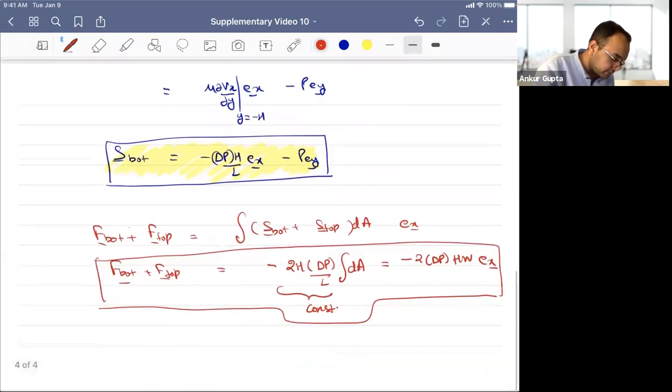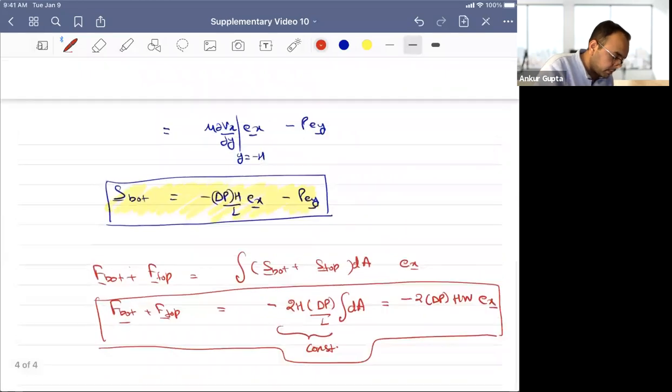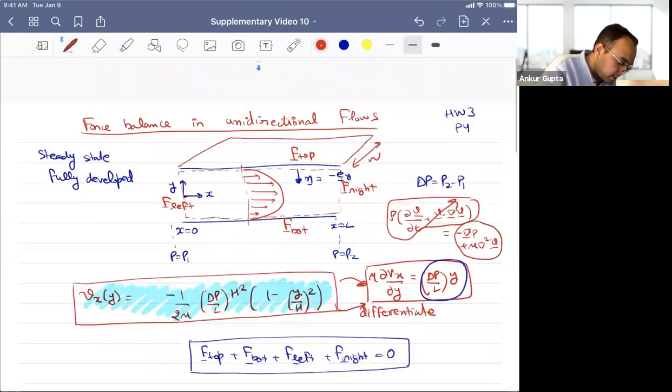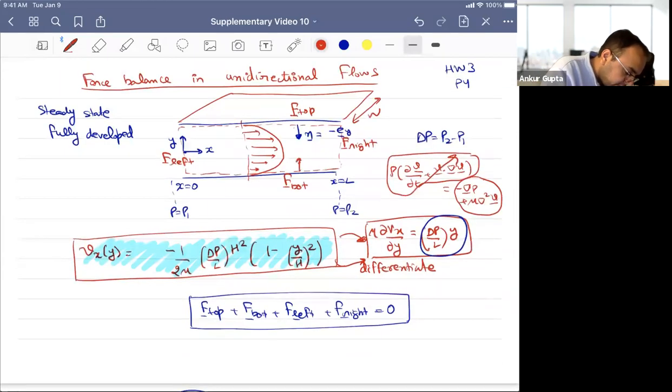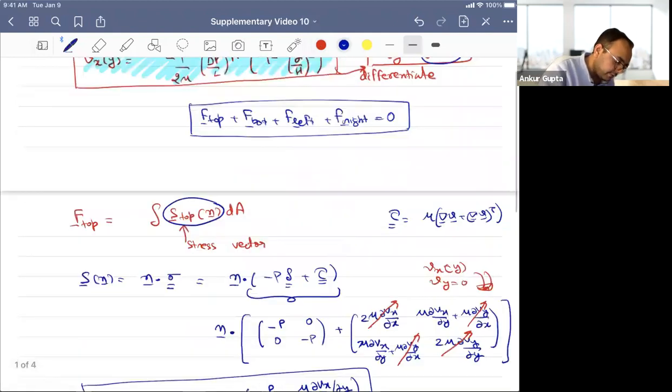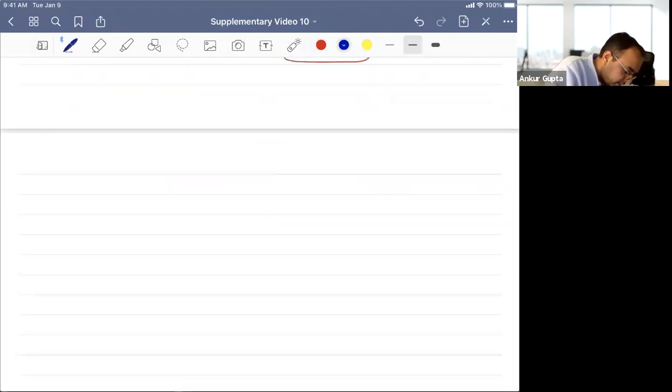Now what we will do is, so we have done bottom and top. The bottom and top we have done here, n was ey. I hope this was clear when we were discussing. Now we'll go to the left and the right one. Okay. So the left one, the n is plus ex, and the right, n is minus ex. Okay. So let's go to the left one, which is F left. Sign S left is actually plus ex.